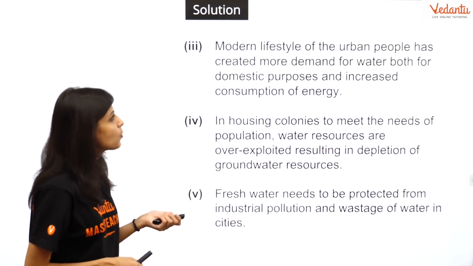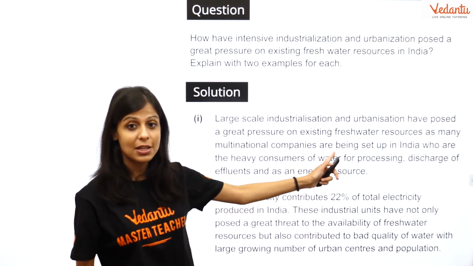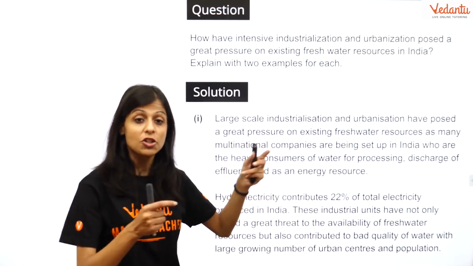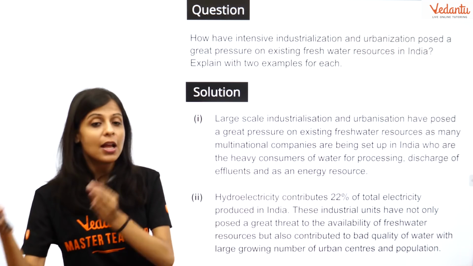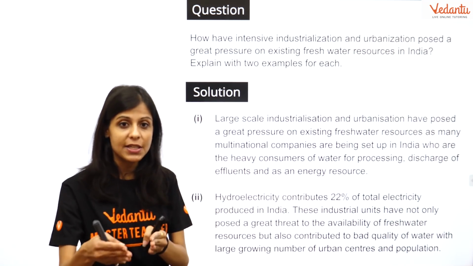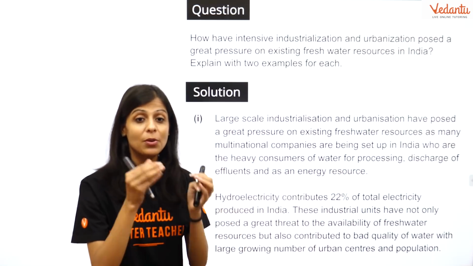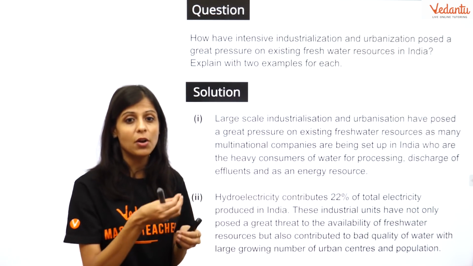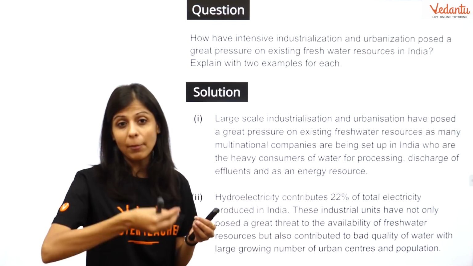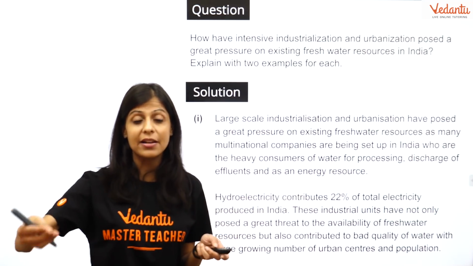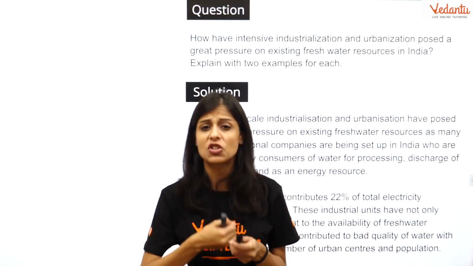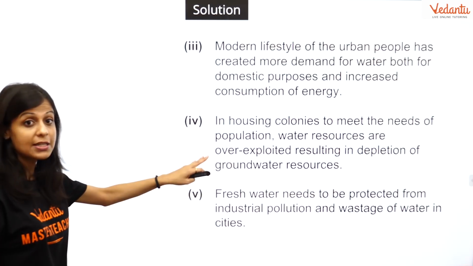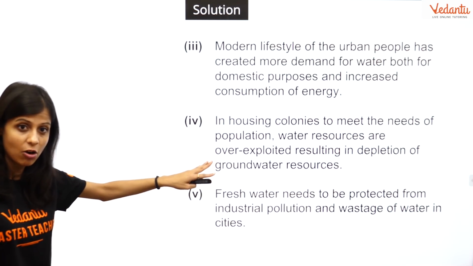For example, the very first point that we talked about is large scale industrialization exerting pressure on freshwater resources and discharging waste. So it's like consuming and discharging. Second, change in your lifestyle. Third, posing a great pressure by constructing hydroelectric projects, and contributing to the bad quality of water through the growing numbers in urban centers, with population pressure really reaching the next level. Similarly, I have the housing colonies, which also because of urbanization create a lot of pressure.